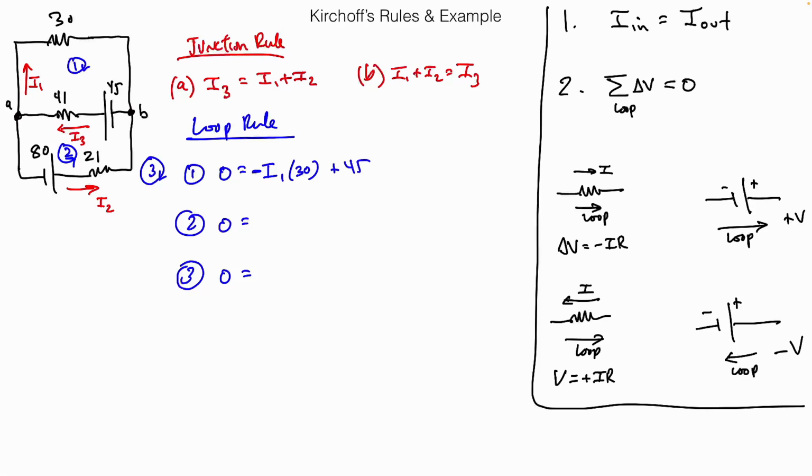Okay. What's our next element as we continue our circle here? It's the 41. What way are we walking and how does it compare to the current? Same direction. So what are we going to write down? Negative I3 times 41, right?